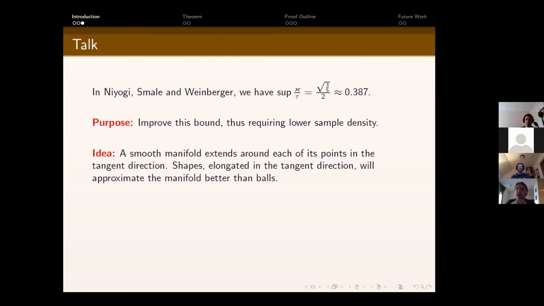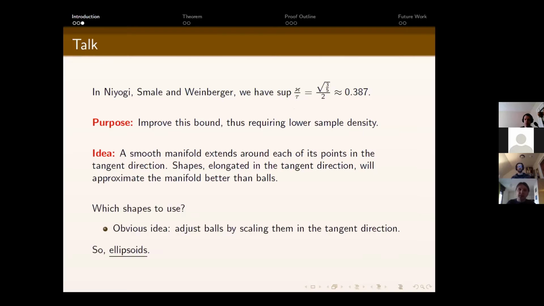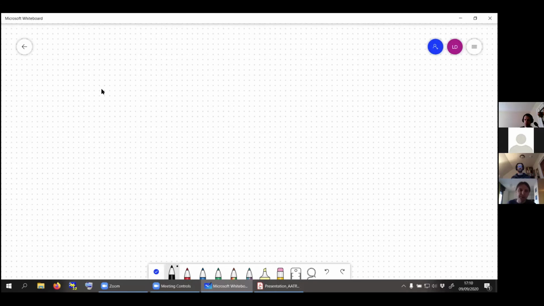So how to do this? The idea is that instead of expanding sample points to balls, we expand them to ellipsoids. The reason for this is, and here it will be helpful if I draw something. So if you have your manifold, and then you want to have a selection of balls, and I hope people listening to this will find it in their hearts to forgive my drawing skills.